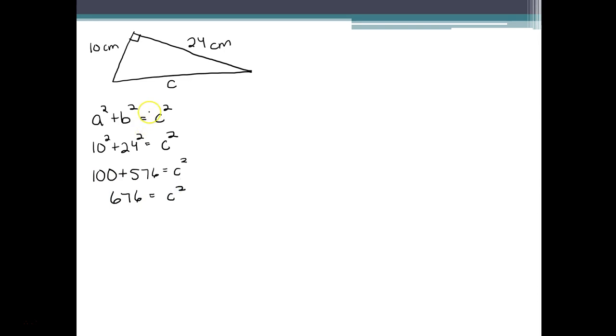And notice that's just c squared. So to find c, I have to take the square root of 676. Just the positive square root is needed. Technically, if you're solving c squared, you have to take both positive and negative square roots. But we're finding a length, so all we need is the positive square root. And the square root of 676 turns out to be a nice whole number, 26. And this is in centimeters. So there you go: 10, 24, and 26.